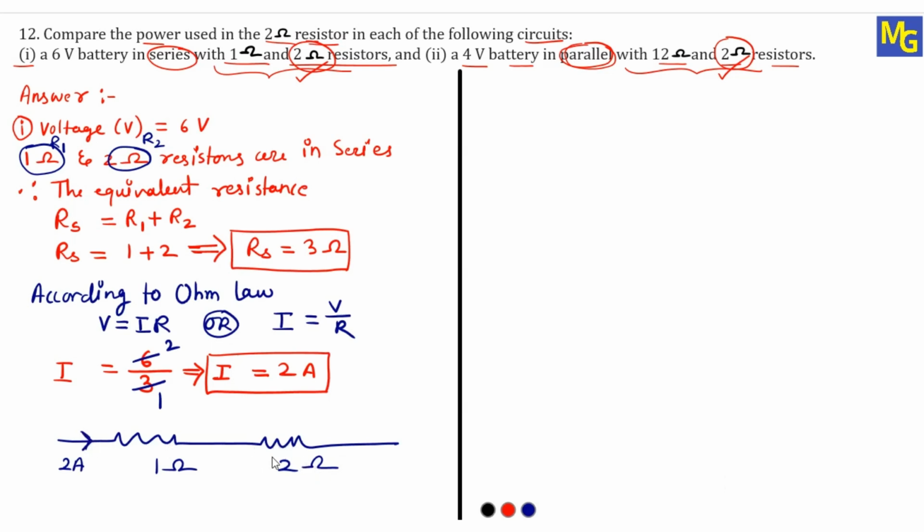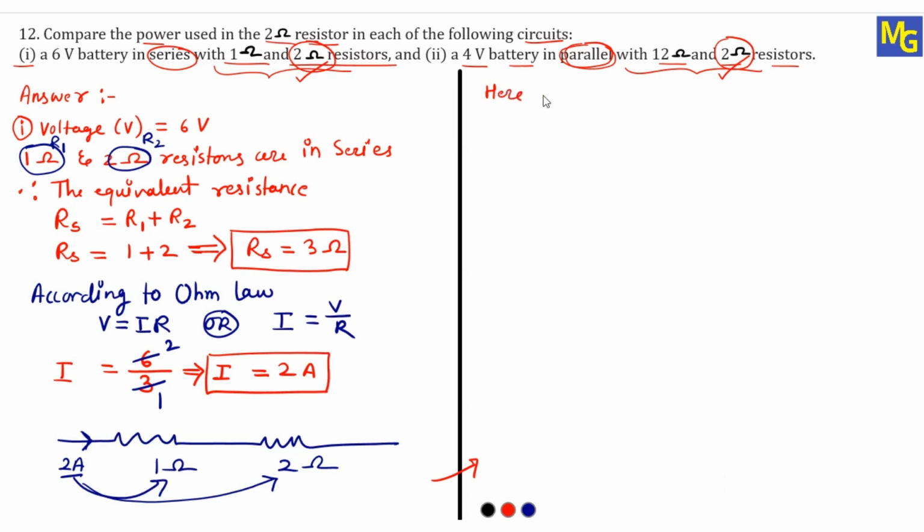There will be no division in the current because it is a series arrangement, and therefore the current flowing in the first ohm, that 1 ohm, is also 2 ampere here, and the current flowing through the second, that is 2 ohm, is also 2 ampere only. Therefore I am going to use the formula P is equal to I square R to calculate the power. So let me write down on the other side first what I just now told. So I'll write it here.